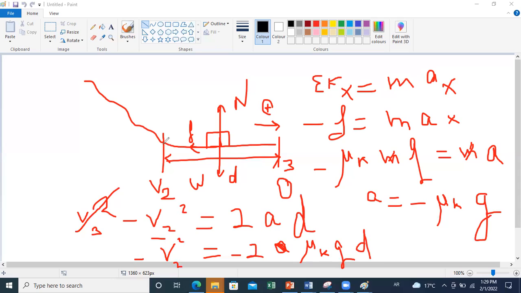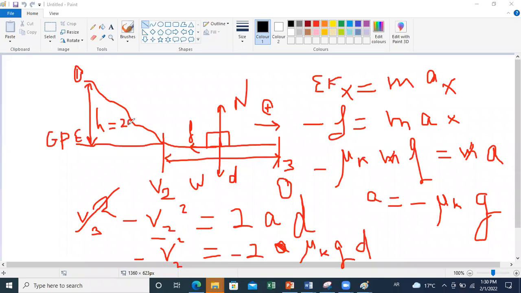How can I find v at point 2? What can I use? Which formula? Who can give me the value of v2? Energy between A and B. Yes, conservation of mechanical energy between 1 and 2. If you apply conservation of mechanical energy between 1 and 2, then you can take your reference of gravitational potential energy here, and this distance h is given, equal to 20.